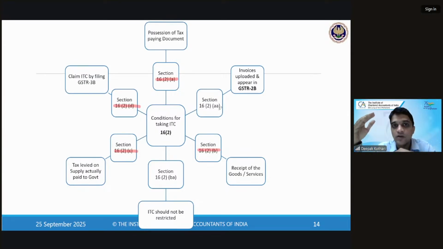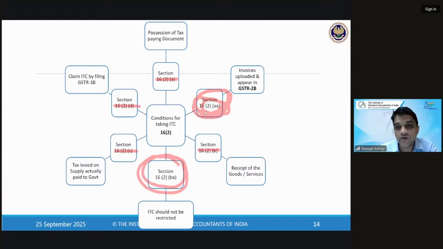That will disturb the whole sequence of the sections as they appear. So they will just keep 16(2)(a) as it is, and 16(2)(b) as it is. In between, the insertion will happen through an amended section, which is 16(2)(aa). This is an amended section, which means it has been amended and brought in later on. Similarly, 16(2)(ba): the amendment they wanted to squeeze between B and C, so they made it 16(2)(ba). So whenever you find such odd sections, you should understand that it happened through an amendment.